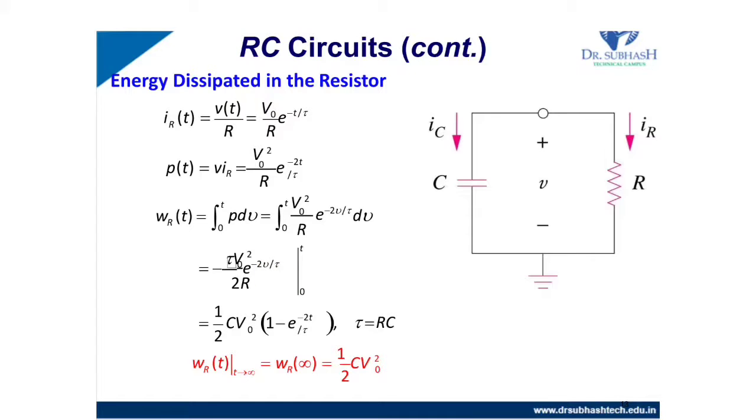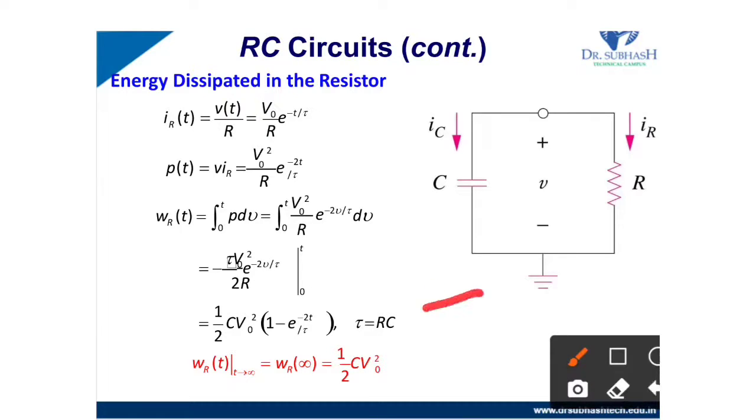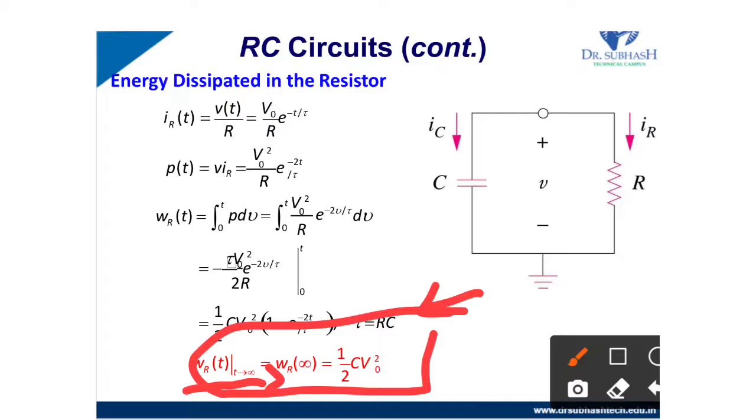After putting t, it is 1 minus, and when we put 0, it is e raised to minus 2t by time constant, and the time constant in RC circuit is time constant equal to R multiplied by C. The energy dissipated in the resistor up to infinite time is wR of infinity equal to 1 half C v0 squared. So we will get 1 half C v0 squared.